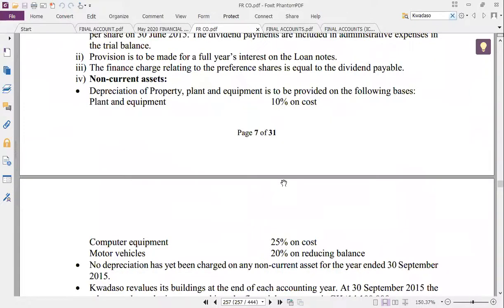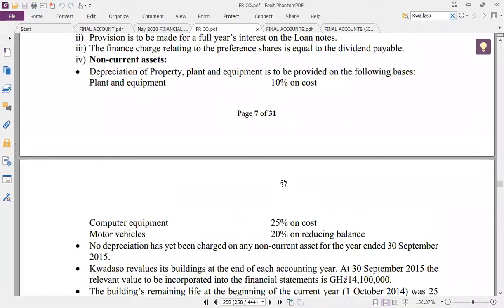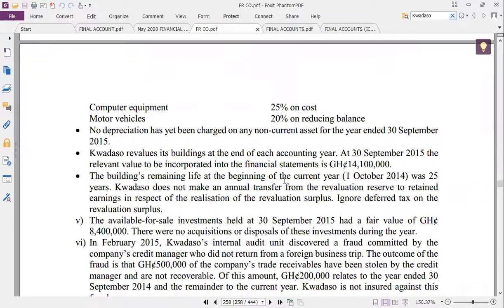Note 4, non-current assets. So Quadaso Limited. Depreciation of PPE is to be provided on the following basis. Plant and equipment, 10% on what? Cost. So how do you calculate the depreciation? You find 10% of the cost. So let's go and look for the cost of the plant.